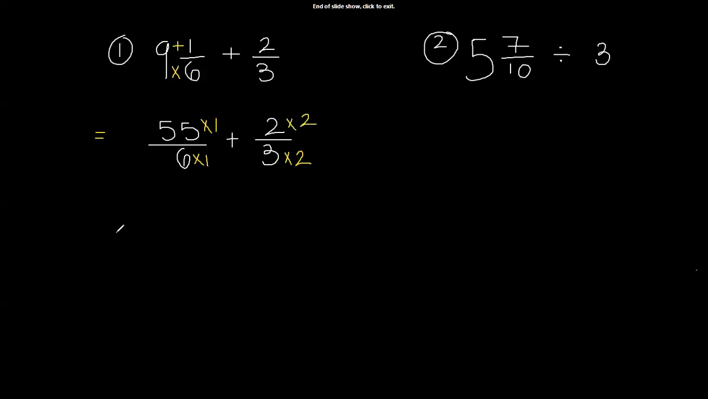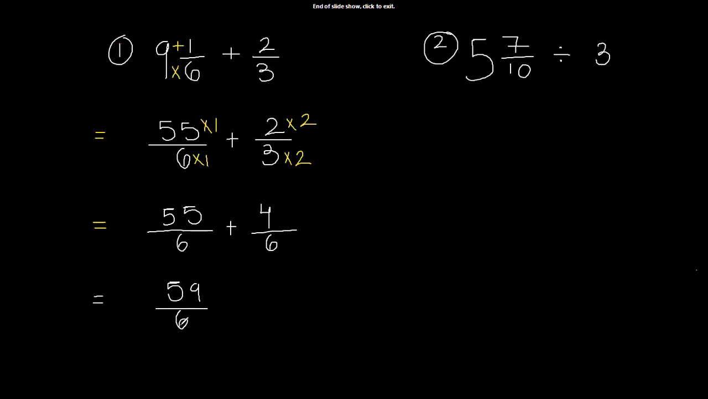It's going to be equal to 55 times 1, which is 55, over 6, plus 2 times 2, which is 4, over 3 times 2, which is 6. Then 55 plus 4 is 59. So we have 59 over 6.